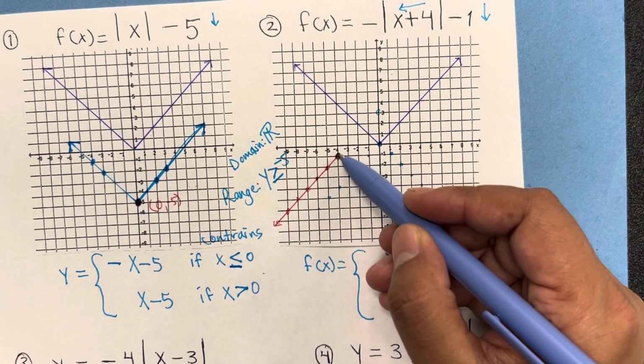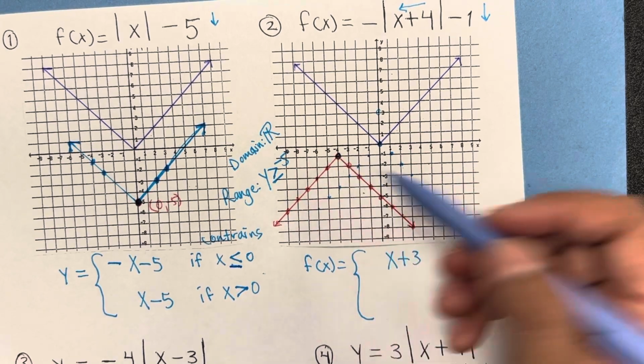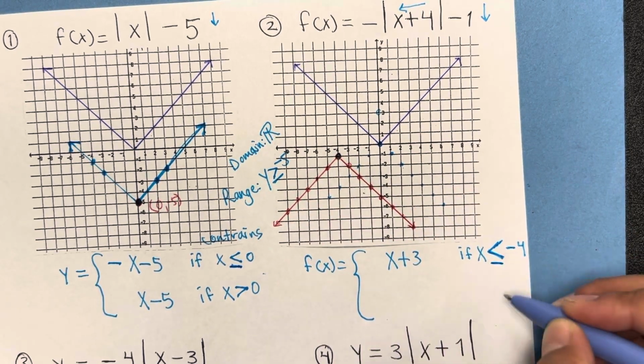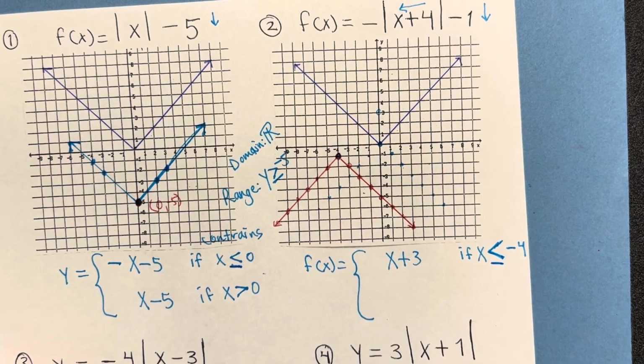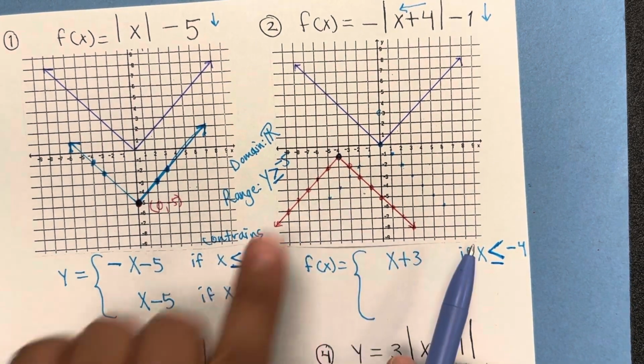Again, because these two lines meet in that point, we can include the equal in either of the two constraints. For the next one, ignore all of this.